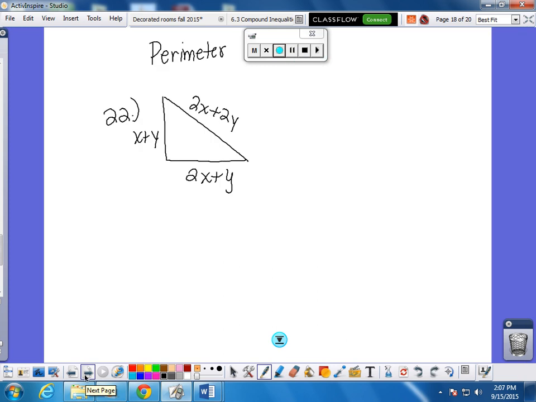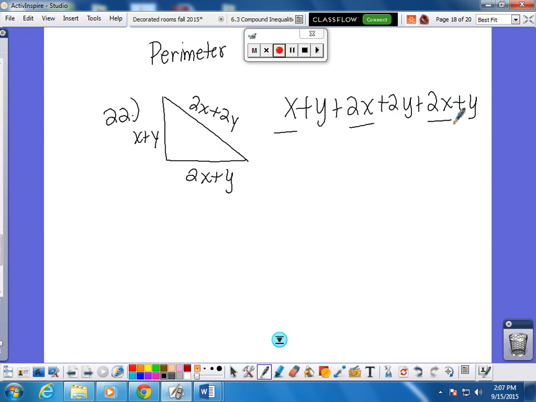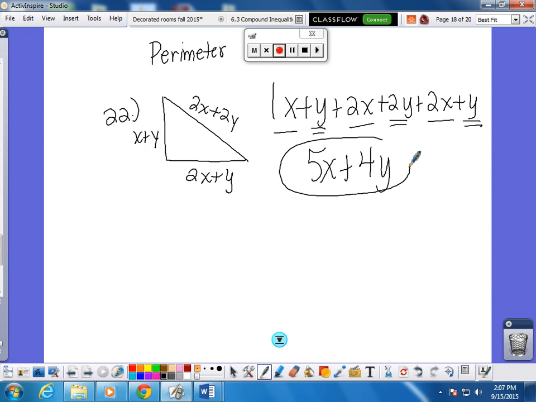22 is also perimeter, but this time it is a triangle, so I just add up the 3 sides. X plus Y, 2x plus 2y, 2x plus y. How many x's do I have in all? 5. 2 plus 2 is 4, plus 1 is 5. How many y's do I have in all? 4. That's it. Questions? Nothing?